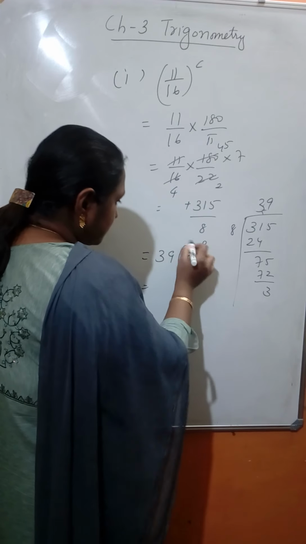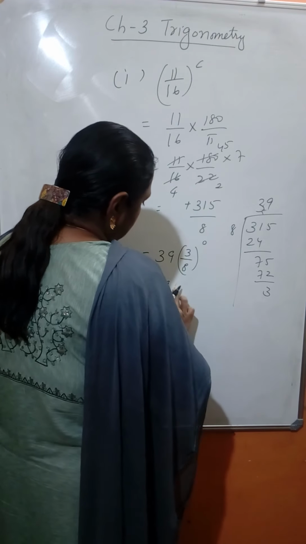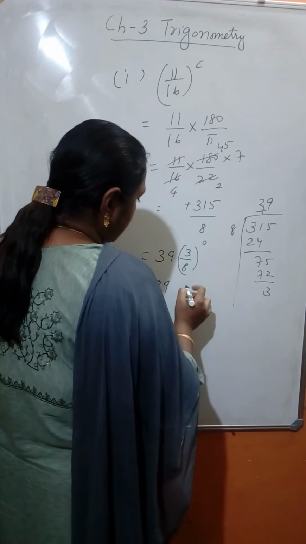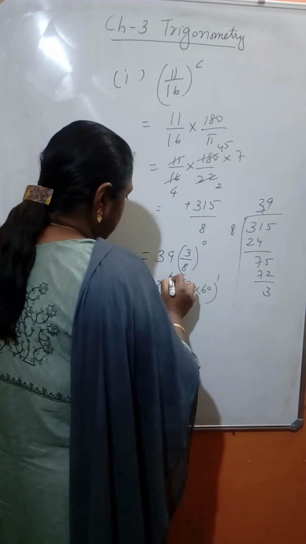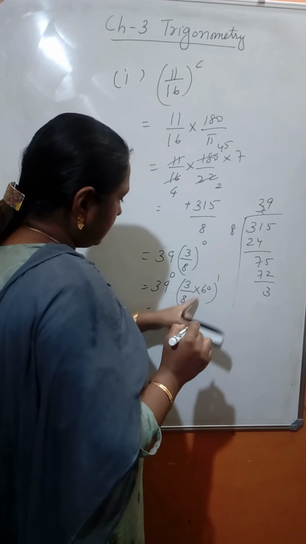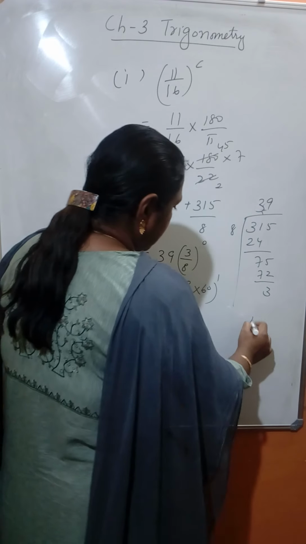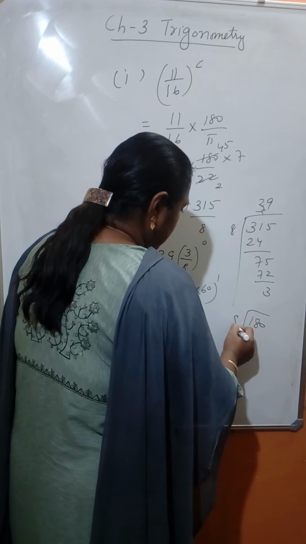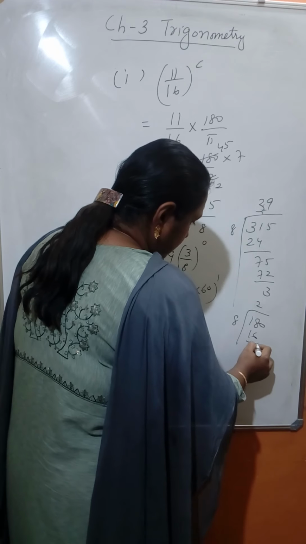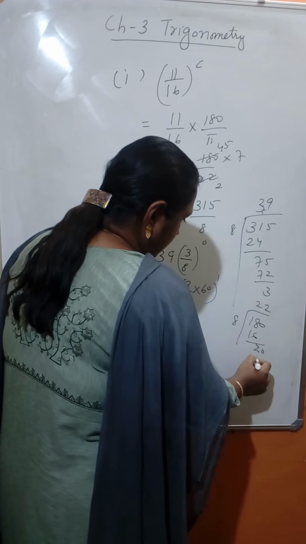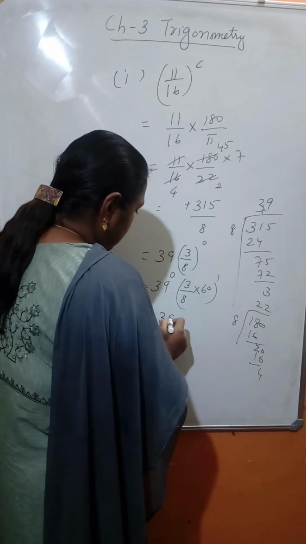Okay. Now this part we will convert into minutes. That is 3 by 8 into 60 minutes. So we can write this as 39 degree, 180 by 8 minute. What is 180 by 8? Again we divide 180 by 8. It is 2 times 16, it is 20 again. So 22, 16, 4. So this can be written as 39 degree.